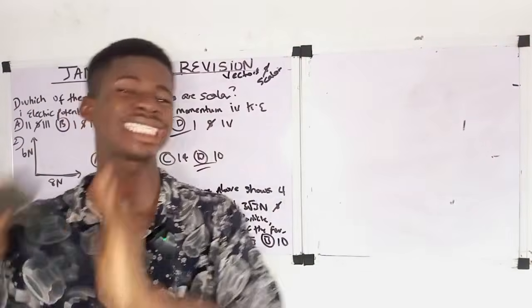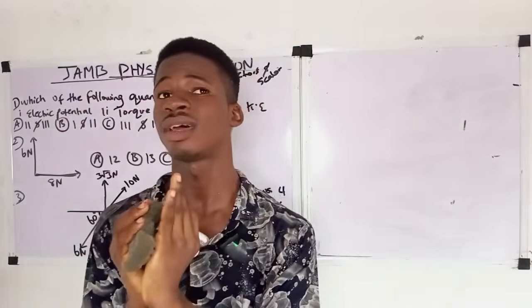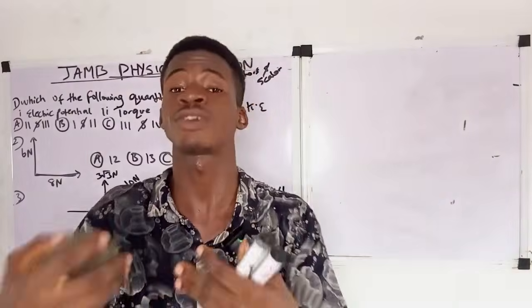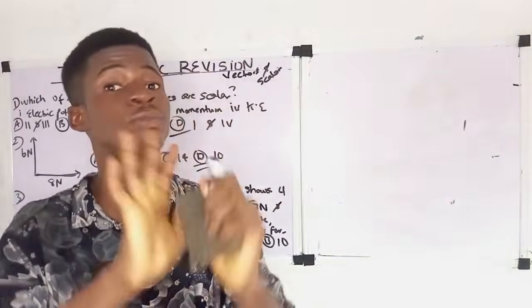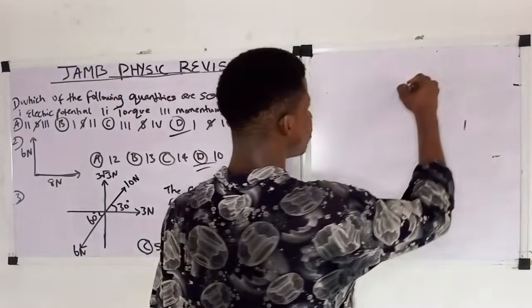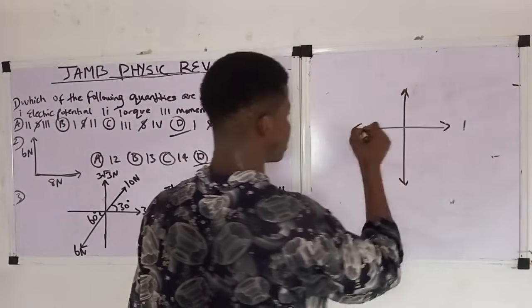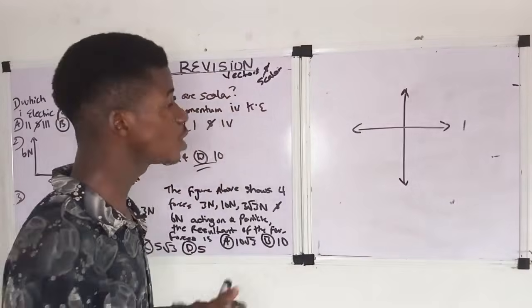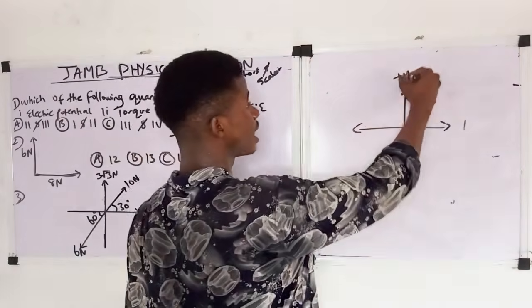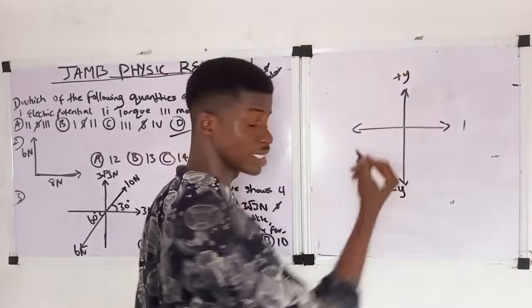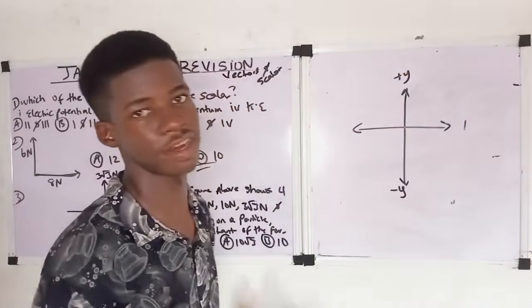Now let me show you guys an easy way to solve questions from resolution of vectors. You need to have knowledge of these 4 quadrants, the four cardinal points. We all know that this is the positive axis and this is the negative axis. Please take note of this, very, very important.